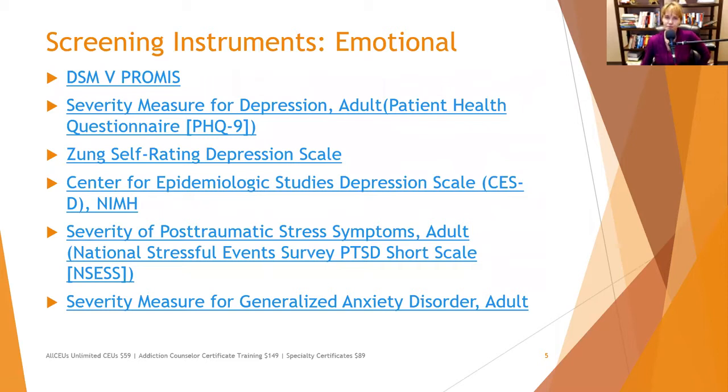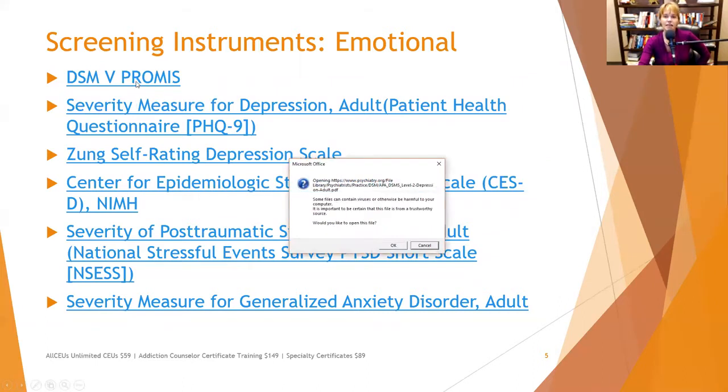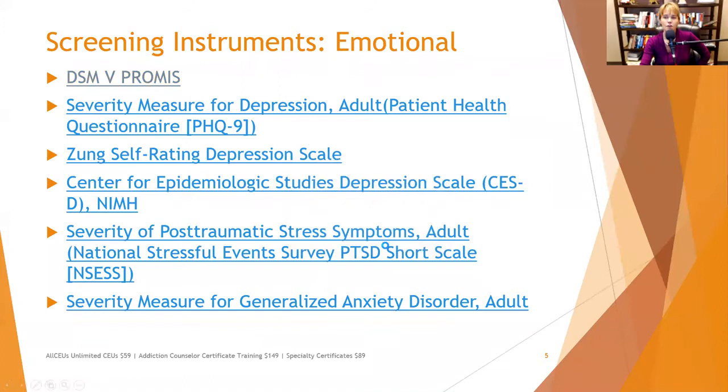So we can use the DSM-5 PROMIS scales. All of these that I've linked to here are free, freely available scales that you can access, which is helpful. The severity measure for depression, the Adult Patient Health Questionnaire number 9.